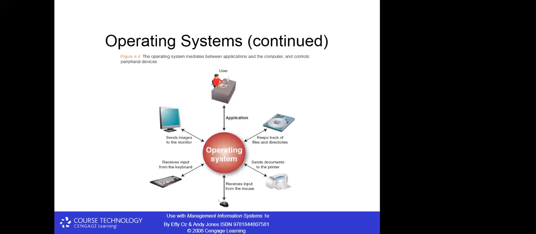So the illustration here demonstrates what an operating system is. The operating system sits in the middle between the application software and the user, and it communicates between the application and the user. The operating system then controls all the physical components of our computer, all the hardware. So it controls the monitor, the keyboard, our mouse, the printer, the disk drives. Those are instructions that are given to the physical hardware of the computer.